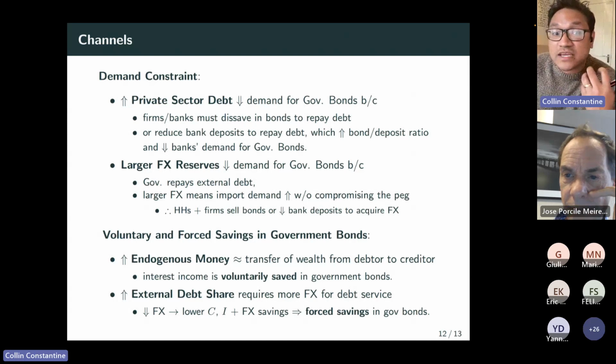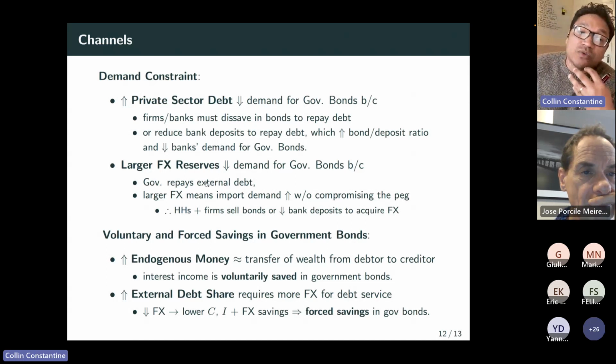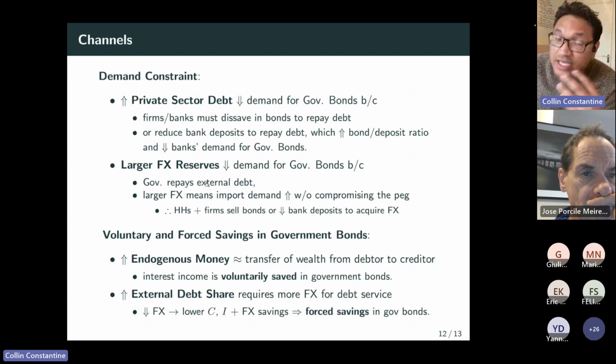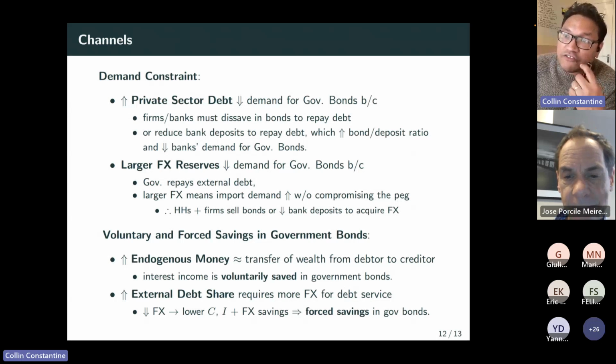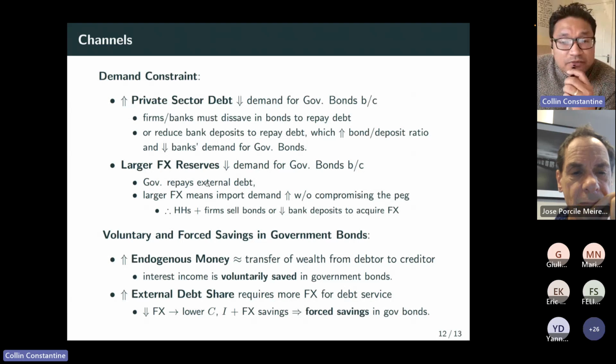The big point I want to make here is that the minute we think about central bank accumulation of foreign assets, the minute we think about private sector debt, there's going to be a long-run constraint, or a longer demand constraint for government debt. The voluntary and forced savings mechanisms are as follows.